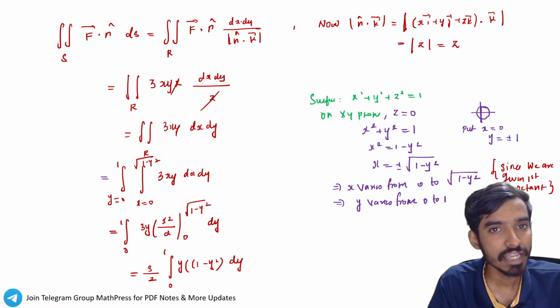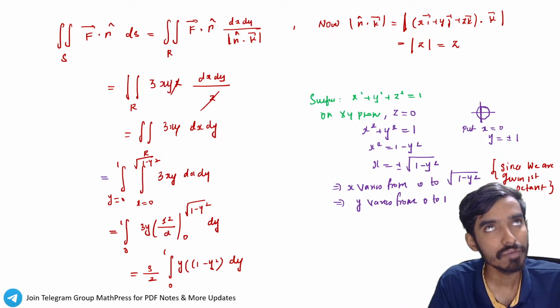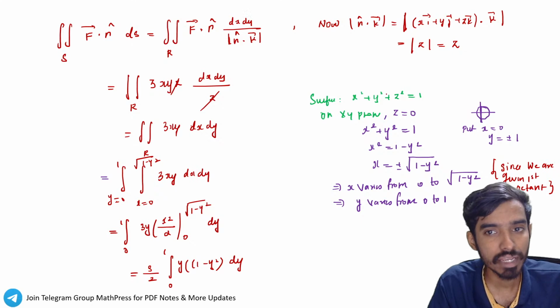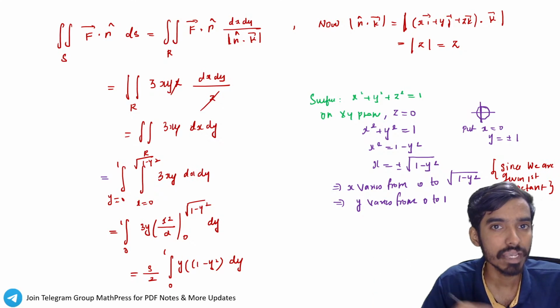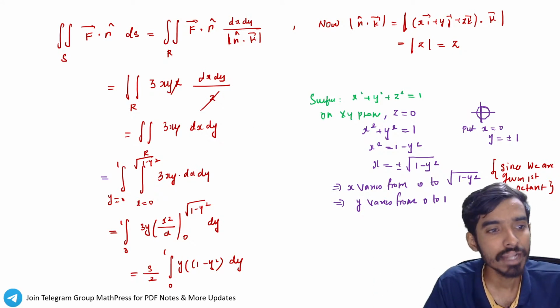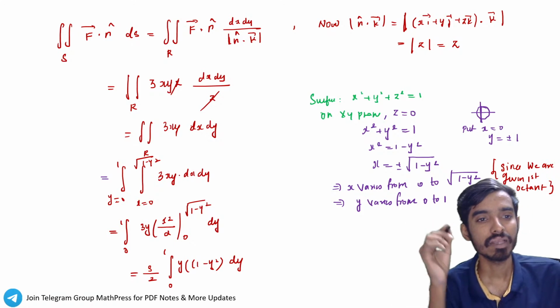If you are taking the zx plane, you take y equal to 0. You will have x square plus z square equal to 1. You vary z from 0 to root of 1 minus x square, and x varies from 0 to 1. You will get the same answer only. Is it clear? Or do I want to repeat?